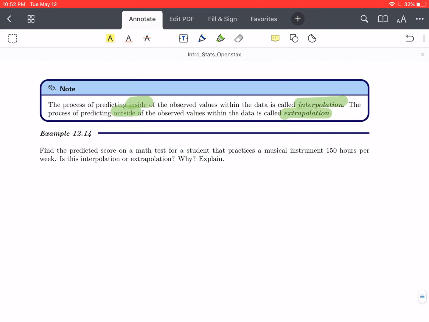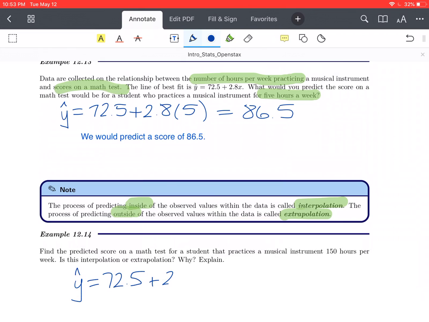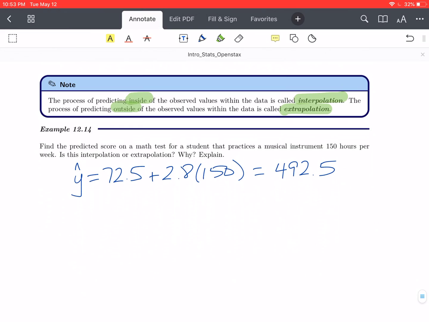Find the predicted score on a math test for a student that practices a musical instrument 150 hours per week. Is this interpolation or extrapolation, and why? So here we have our formula. y hat is 72.5 plus 2.8 times 150, and if you add those up, that's 492.5. Hopefully, when you're looking at this, you can see just how ridiculous this is for so many reasons. So this is extrapolation.